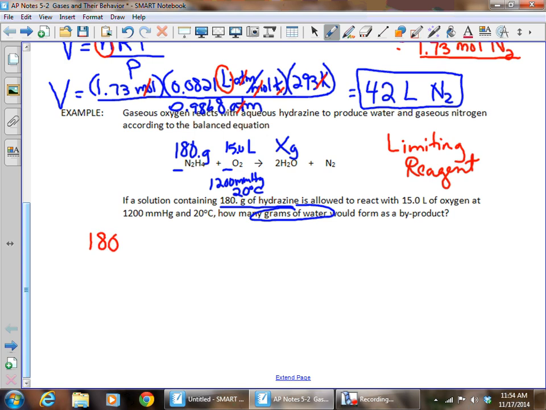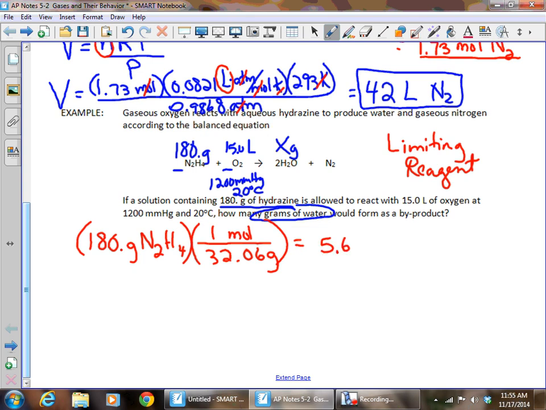For the N2H4, for our hydrazine, we've simply got a molar mass problem, just converting using molar mass. And the molar mass of hydrazine is 32.06 grams per mole. And we end up with 5.61 moles of our hydrazine. And that's just like we did in Chem 1.